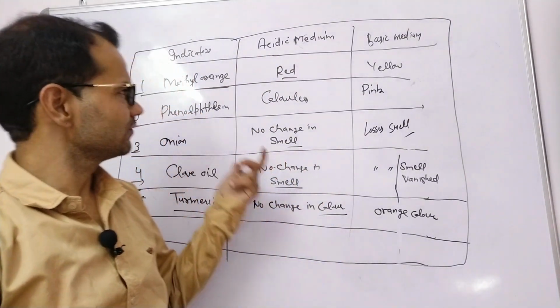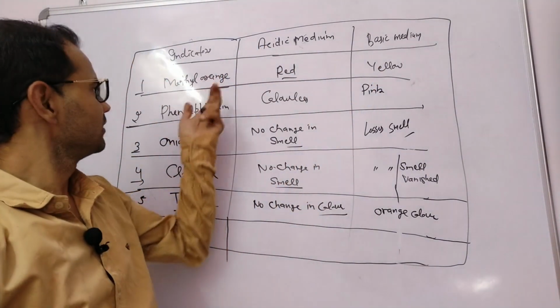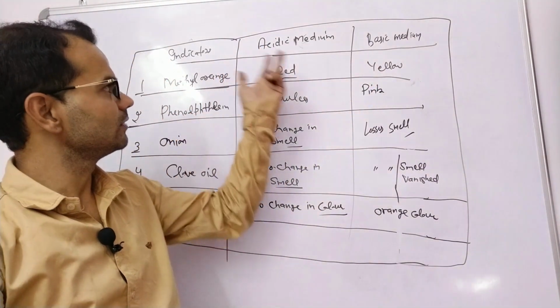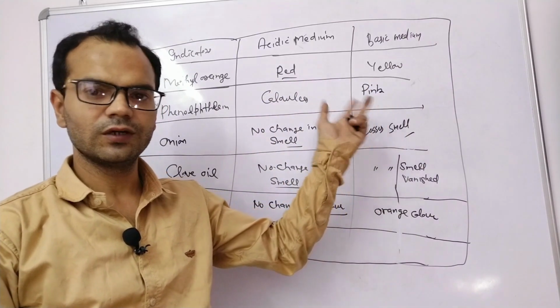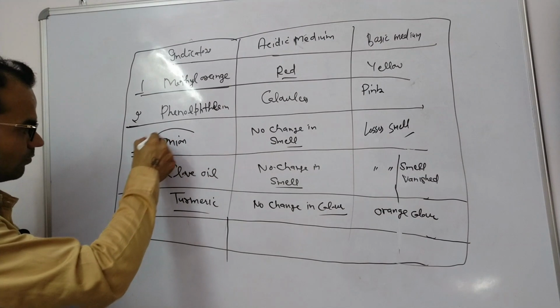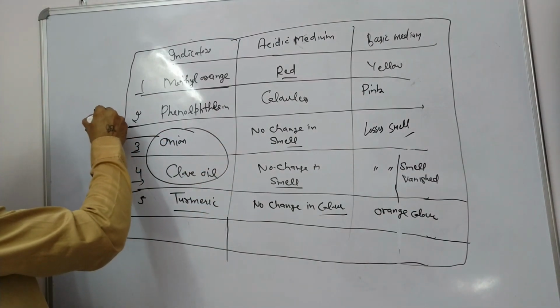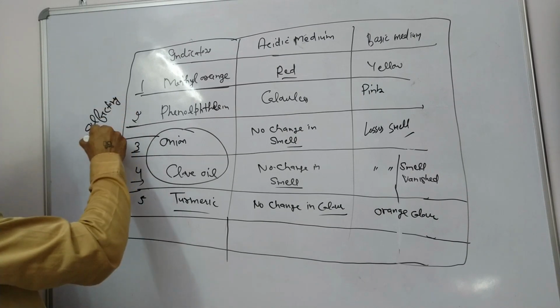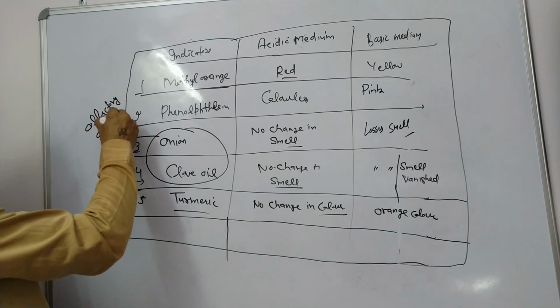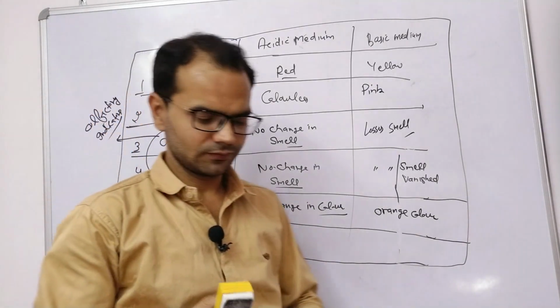One question may be asked: what will happen if methyl orange is added in acidic medium or basic medium? What will happen if phenolphthalein is added in acidic medium or basic medium? What are olfactory indicators? I think both these are olfactory indicators. Clear?